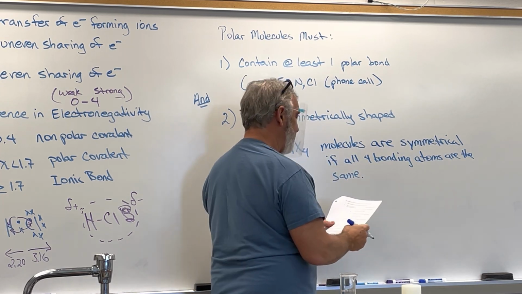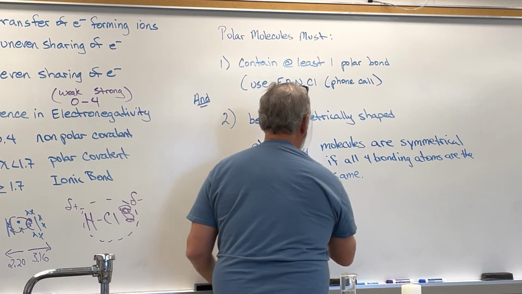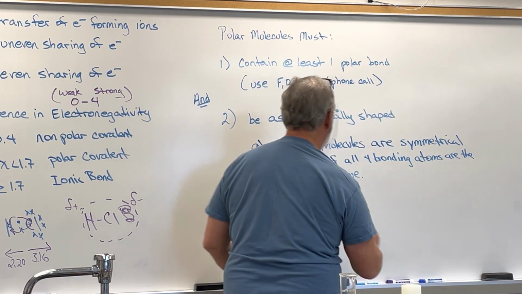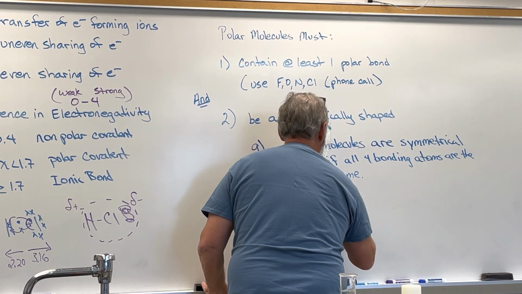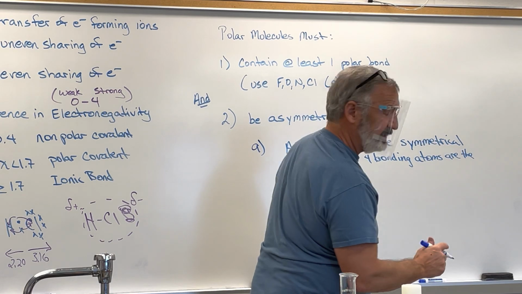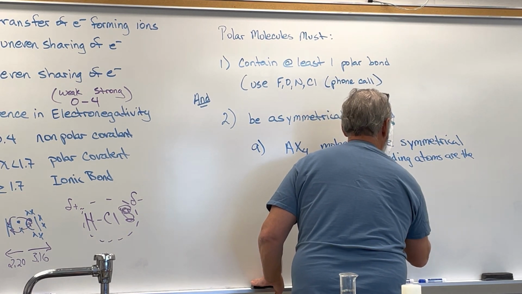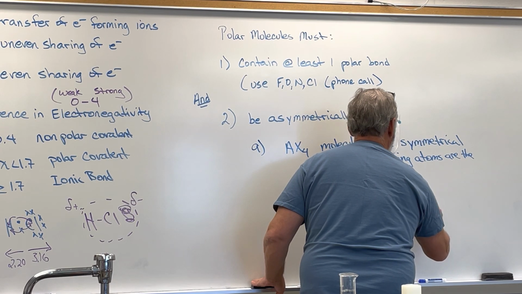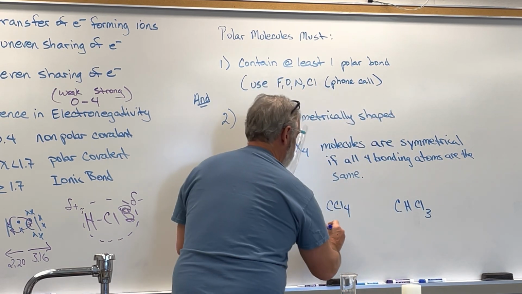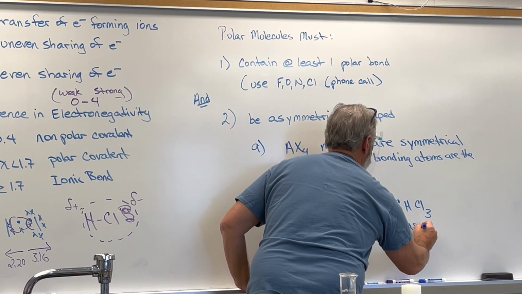Okay? If not, it's going to be asymmetrical. For example, they have the CCl4, carbon tetrachloride, versus, what's the other one I gave? CHCl3. This one's going to be symmetrical, this one's going to be asymmetrical.